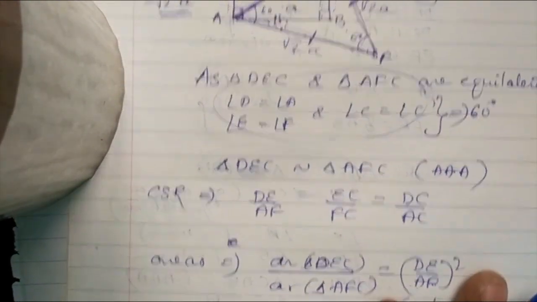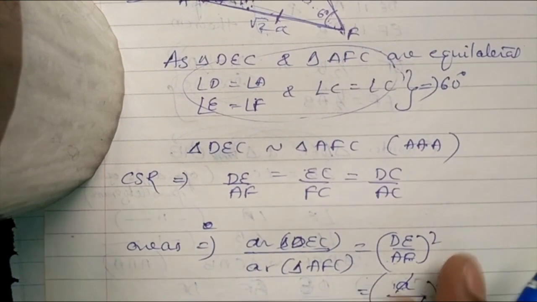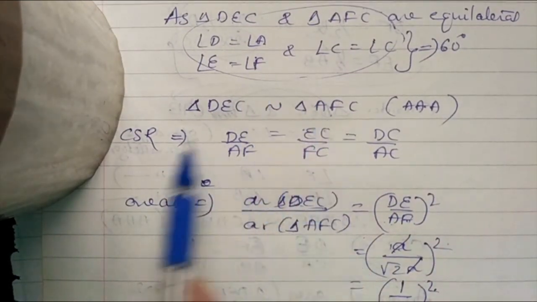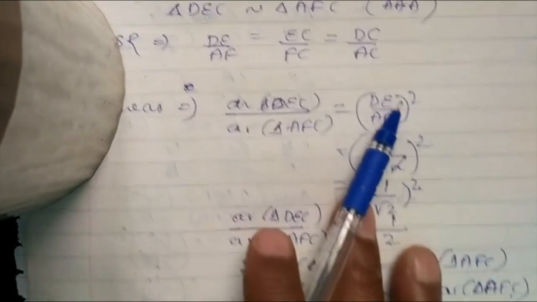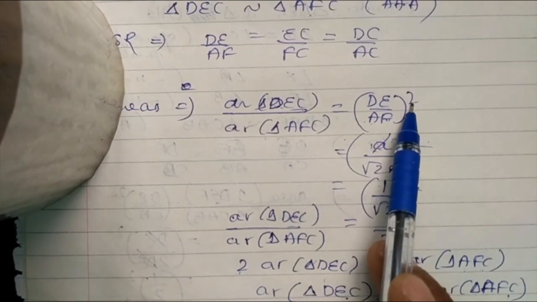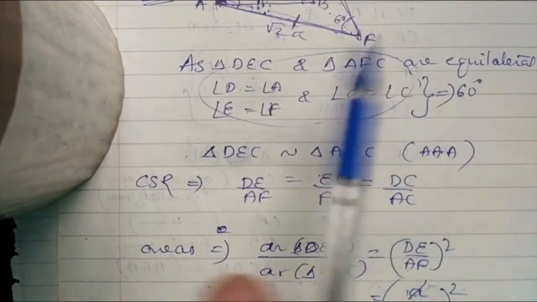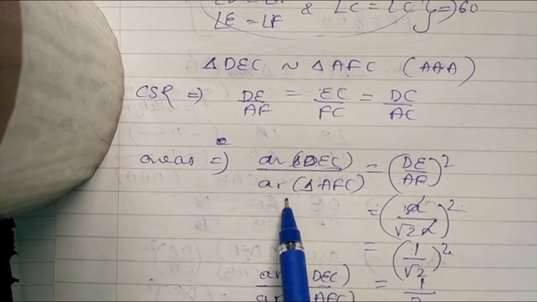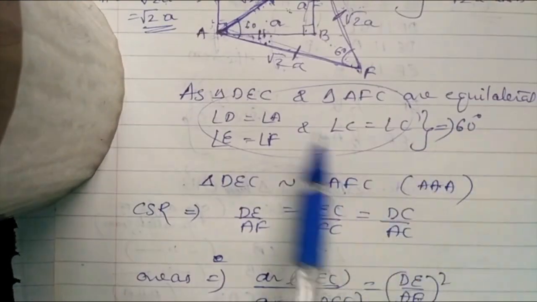But for the problems you are solving on the concept of similarity, always remember: first prove the triangles are similar, then go for the sides ratio, then finally go for areas. In areas, don't forget to put the square. If the triangles are already given as similar, you can go to the second and third levels straight away. If it is not given, first prove, then go for the next levels.